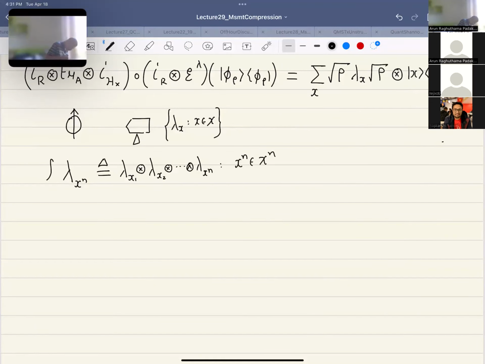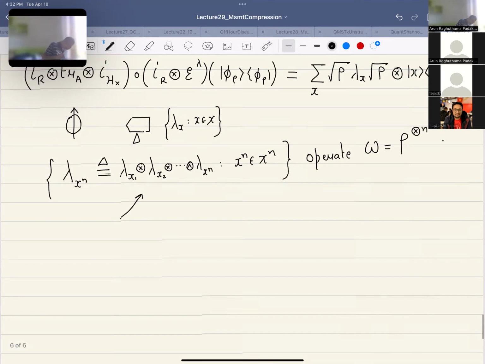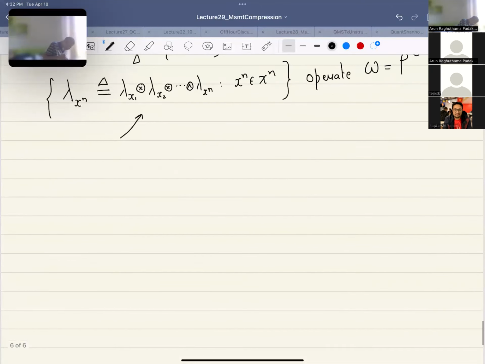So this is my POVM, and I operate on what I'll call rho tensor n. So I'm essentially doing n measurements. I'm doing n multiple identical measurements on n copies of the state. Okay, so I'll call this omega, and you just follow the same sequence of steps to show the following.